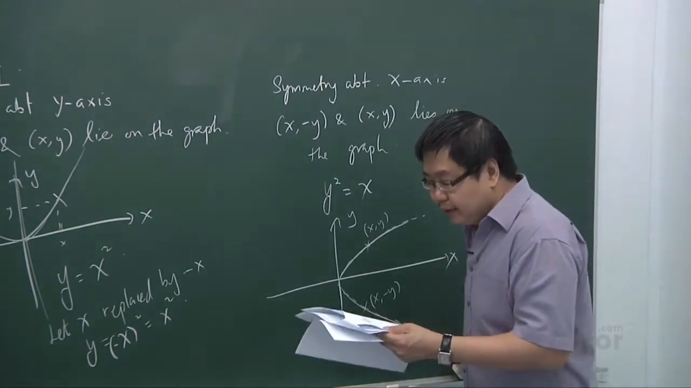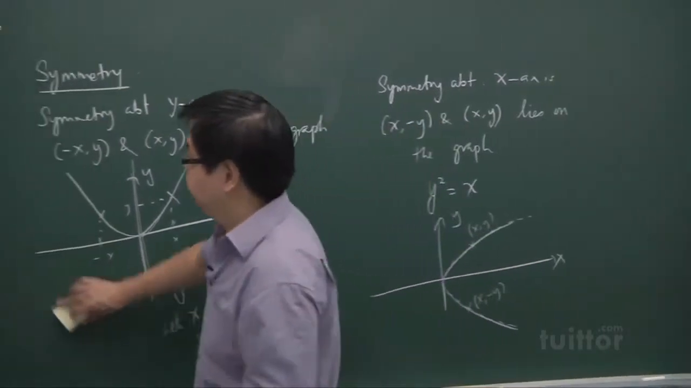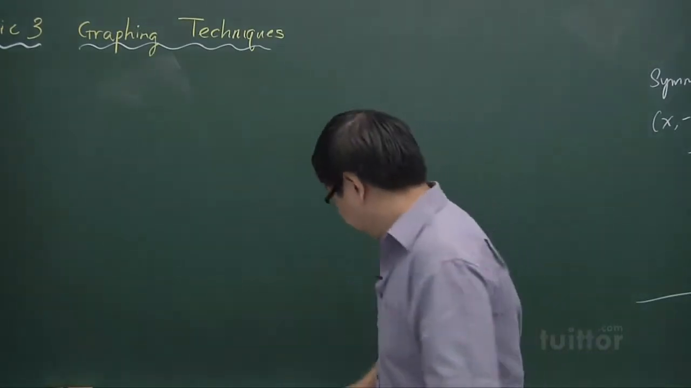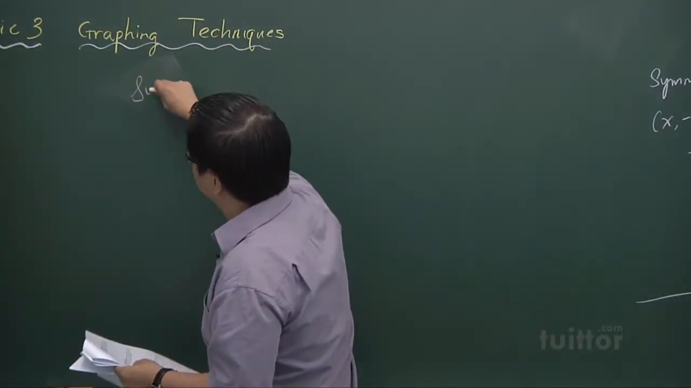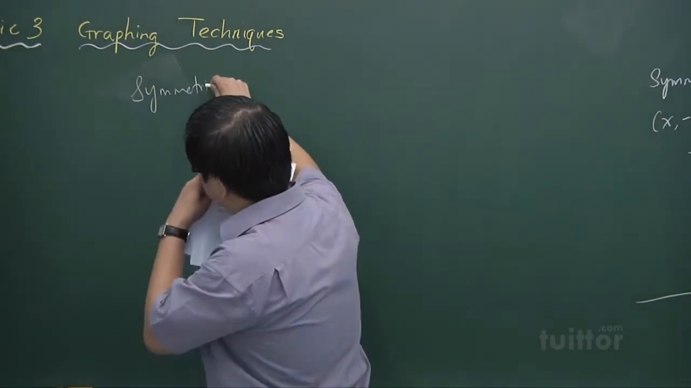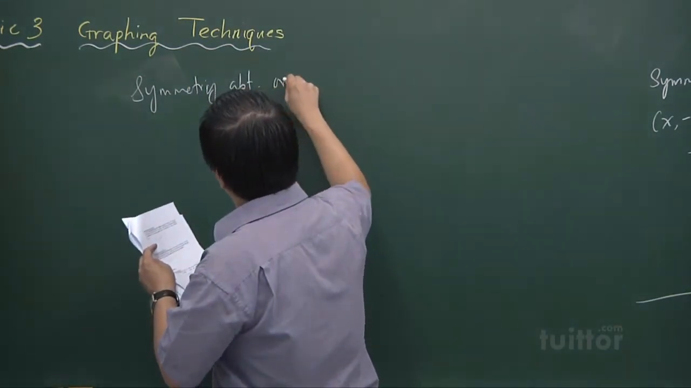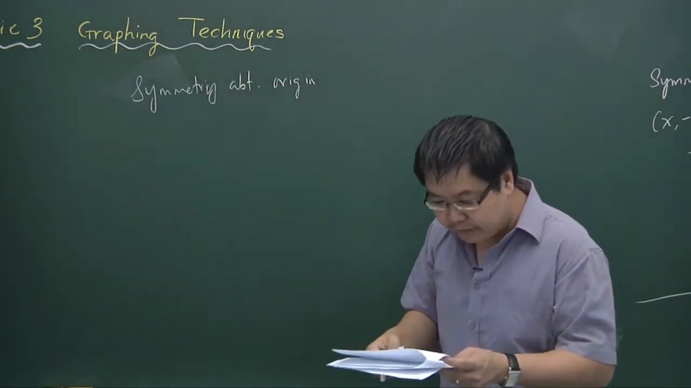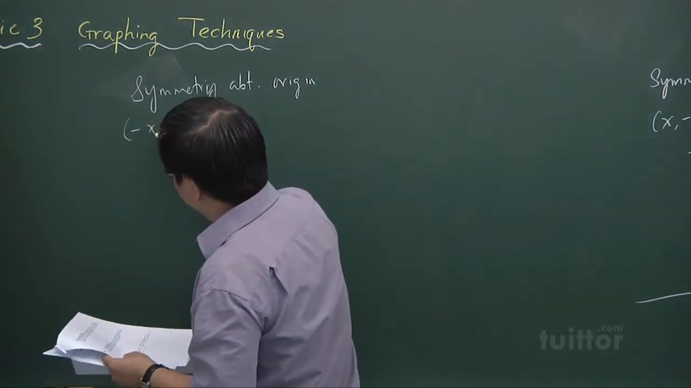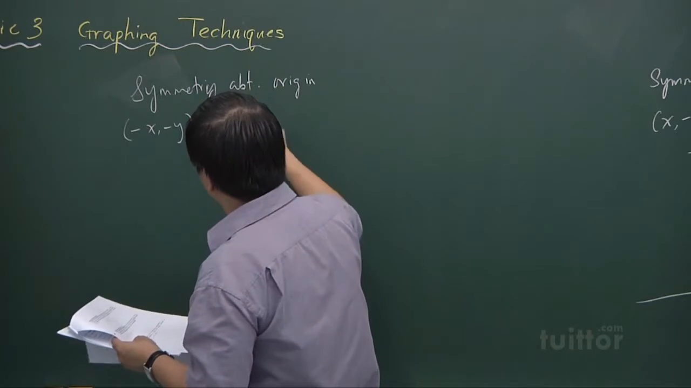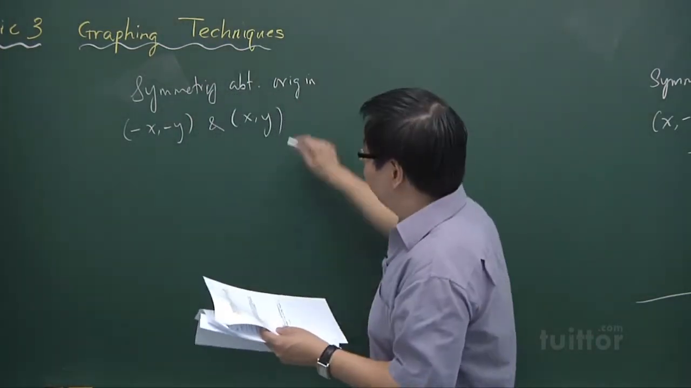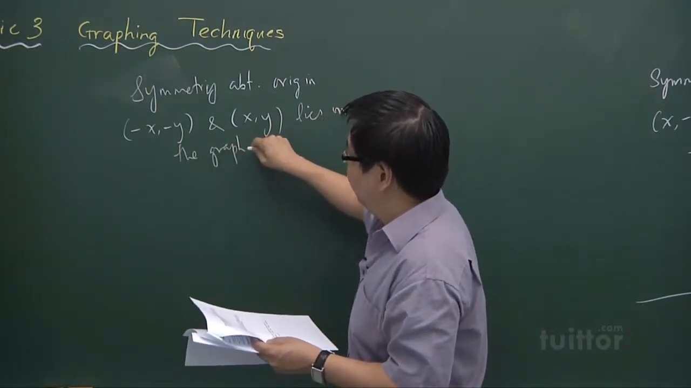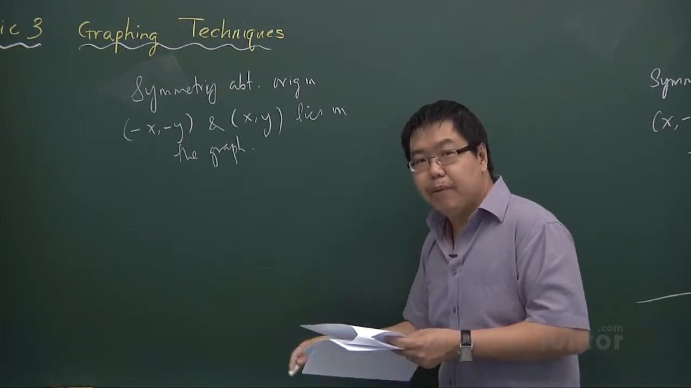One of which is the symmetry about the origin. What it says about symmetry about the origin is that if the points (−x, −y) and (x, y), if both of them lie on the graph, then we are saying that the graph has symmetry about the origin.